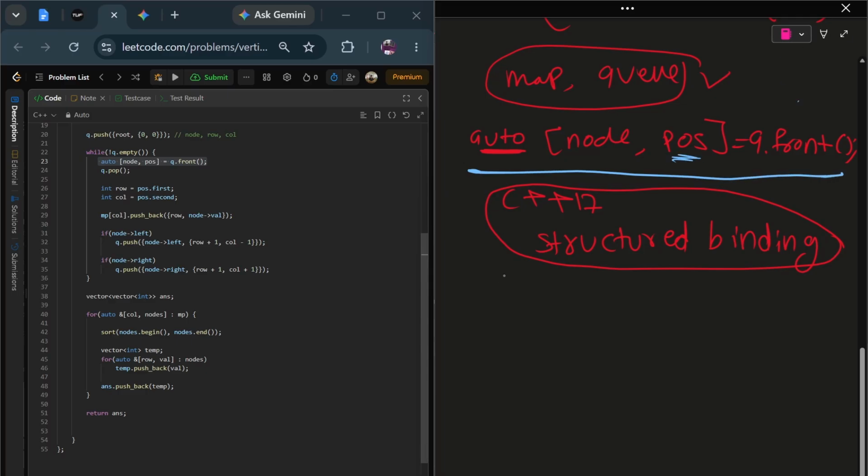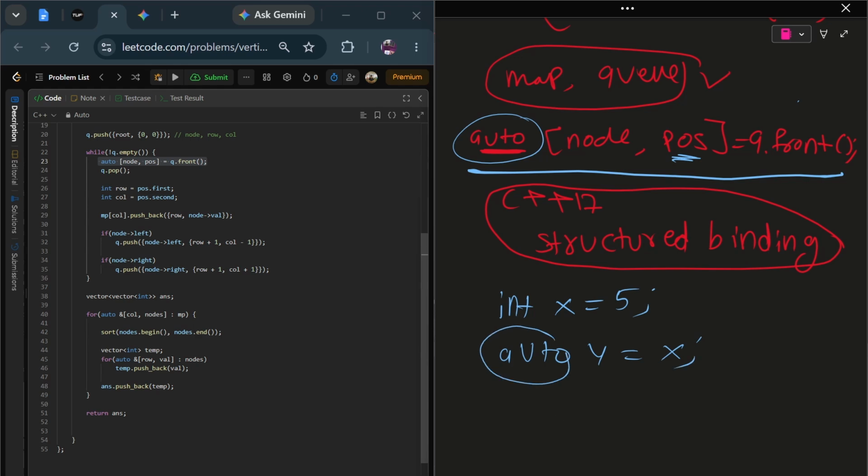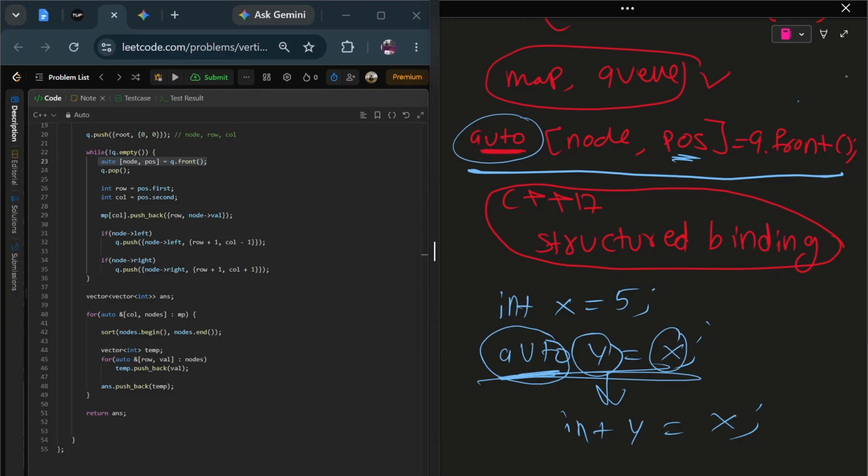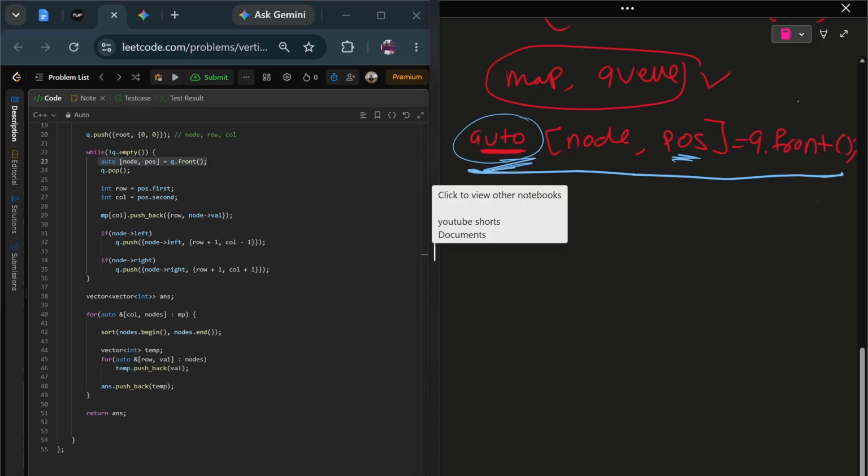So I will explain what is this auto, this position. Let's say I have declared int x is equals to 5. Now if I say auto y is equals to x, then by default auto means automatically this line will be converted as int y is equals to x. The data type of y will be converted as the data type of x. So this is the meaning of auto. Instead of writing the long code, you can simply mention auto. So I will show you how this line will be evaluated if you write auto in front of it.